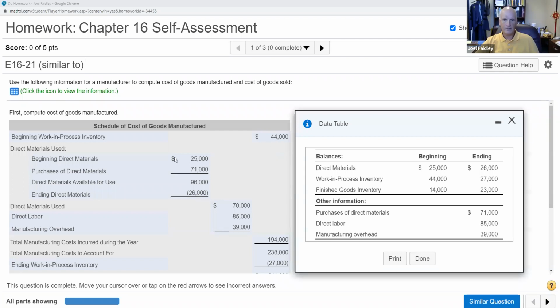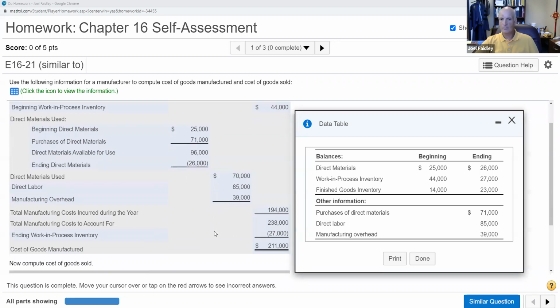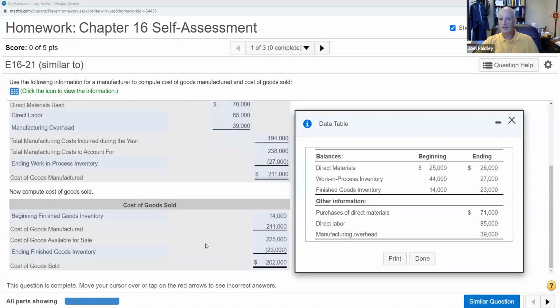So looking at this exercise again, there's my 44,000. So you've got sort of a nested material usage in there, right? So there's my 25,000 plus my purchases, materials available, less my ending inventory, materials used is 70. Then that takes care of material, then how much direct labor did I spend? What was my overhead? So that's 194,000 plus the 44 is 238. Ending work in process is 27, so my cost of goods manufactured is 211. And so that 211 gets added into my beginning finished goods, right? That's the final step. Gives me 225 minus ending finished goods, 23 is 202.